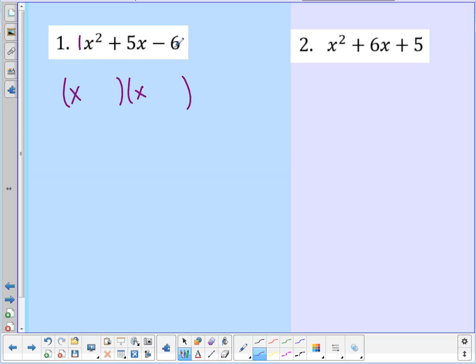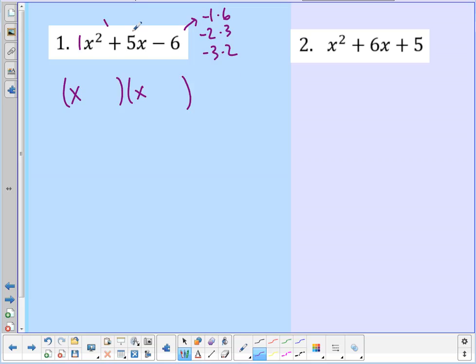Now, the last term, the negative 6, can happen in a couple of ways. It can happen with a negative 1 times 6, or it can happen with a negative 2 times 3, or it could happen with a negative 3 times 2. Those are the 3 different ways that I can get negative 6 for my C term.